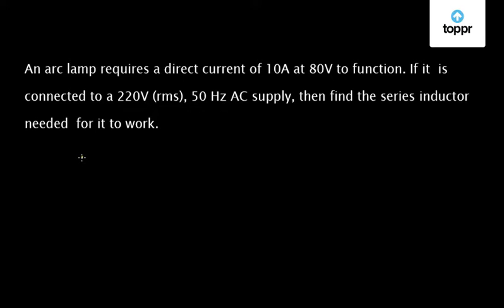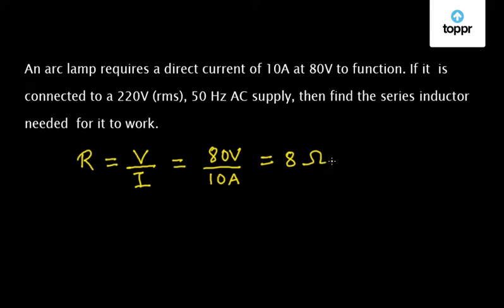First of all, we will find out the resistance of the arc lamp. The resistance of the arc lamp can be found out using Ohm's law, which gives the following relation, that is R, the resistance of the arc lamp, is equal to V, the voltage across the arc lamp, upon I, the current through the arc lamp. And this is equal to 80 volts upon 10 amperes. So this is equal to 8 ohms.